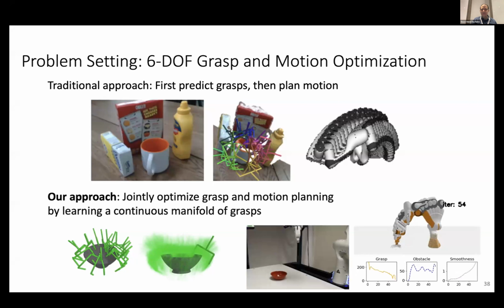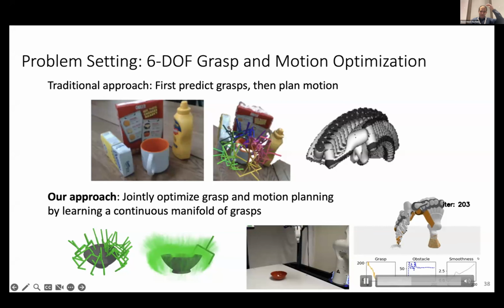So here you can see what this is eventually going to look like. Given some object, we're going to optimize over the grasp and motion plan using these different costs: grasp cost, obstacle cost, collision cost, and smoothness cost. And you can see us finding a trajectory to reach the goal.